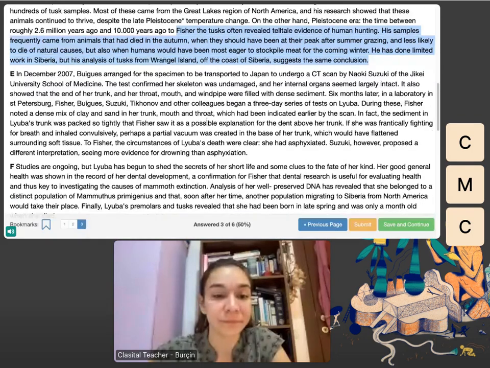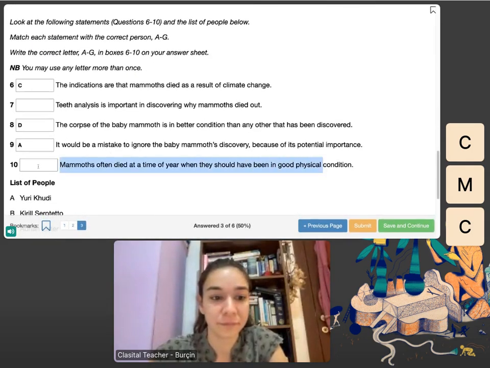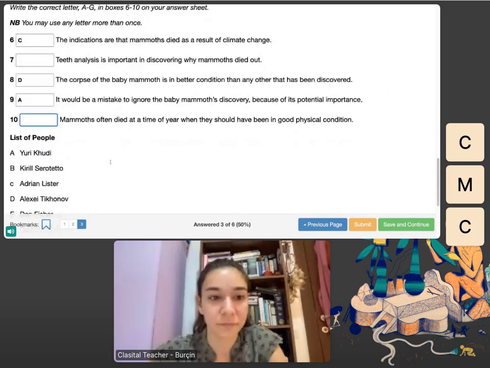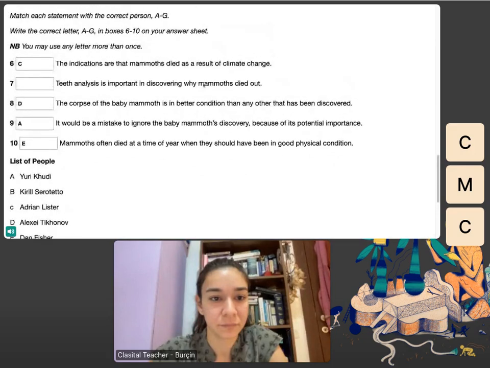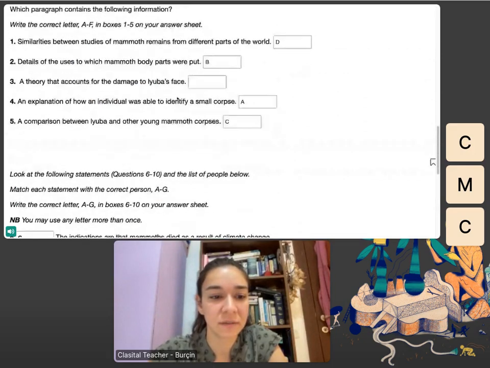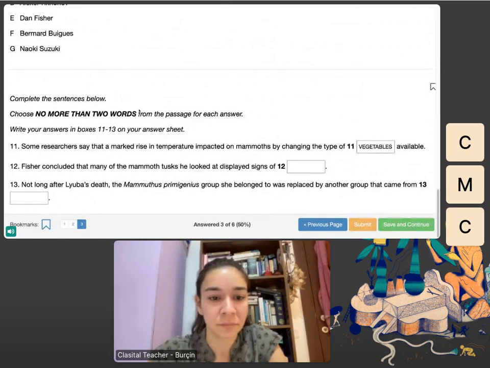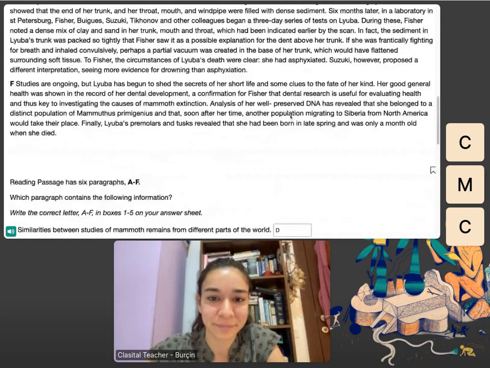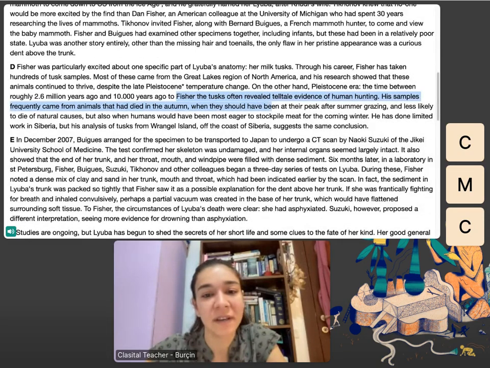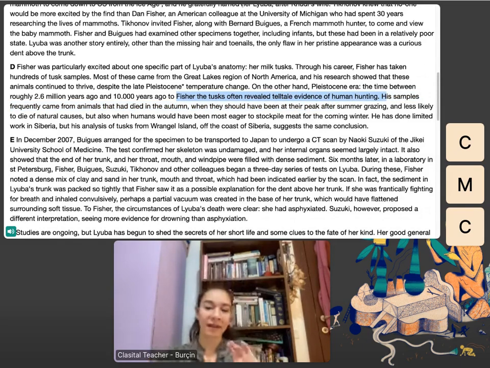Like here, I still don't know this. Fisher concluded, and I remember I have seen Fisher somewhere else too. Fisher concluded that many of the mammoth tusks he looked at displayed signs of. Let me see. Fisher said the tusks often revealed the telltale evidence of human hunting.